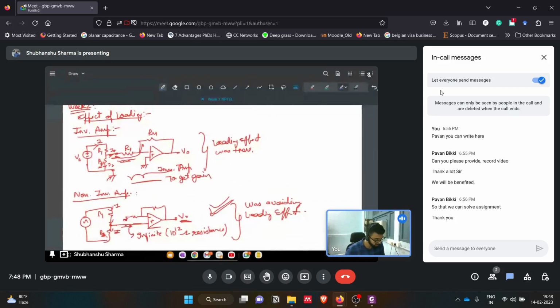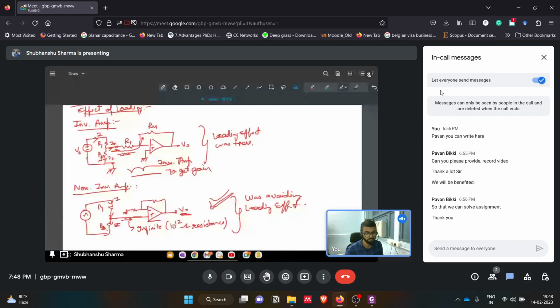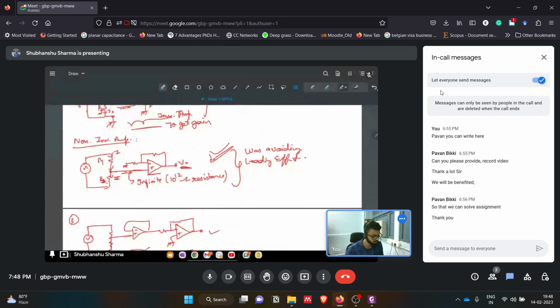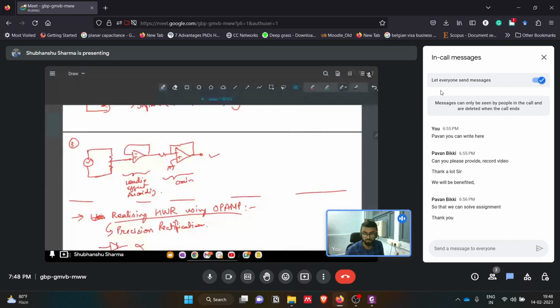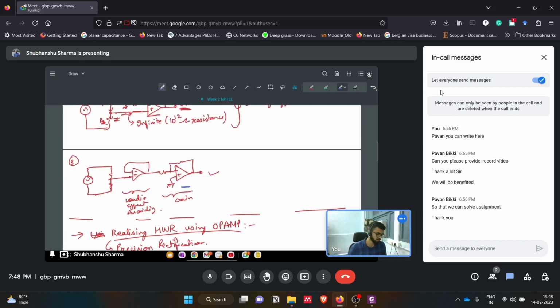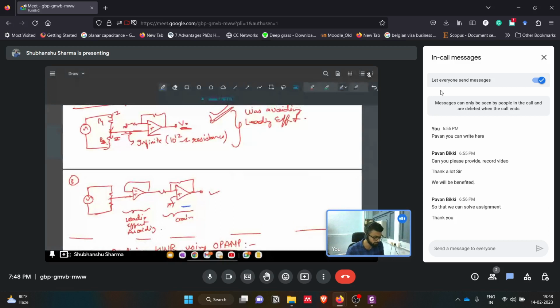There were some loading effects in the inverting amplifier. We saw that the loading effect was there; in the non-inverting amplifier, it was not. Then we used a buffer with the inverting amplifier, because the inverting amplifier gives higher gain than the non-inverting amplifier, which is one plus RF by R. But yes, we saw that after using a buffer, we can use the inverting amplifier.